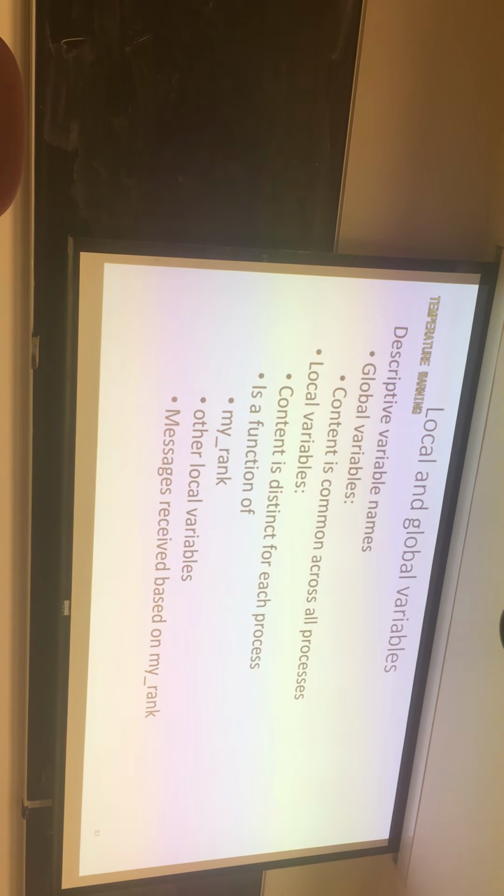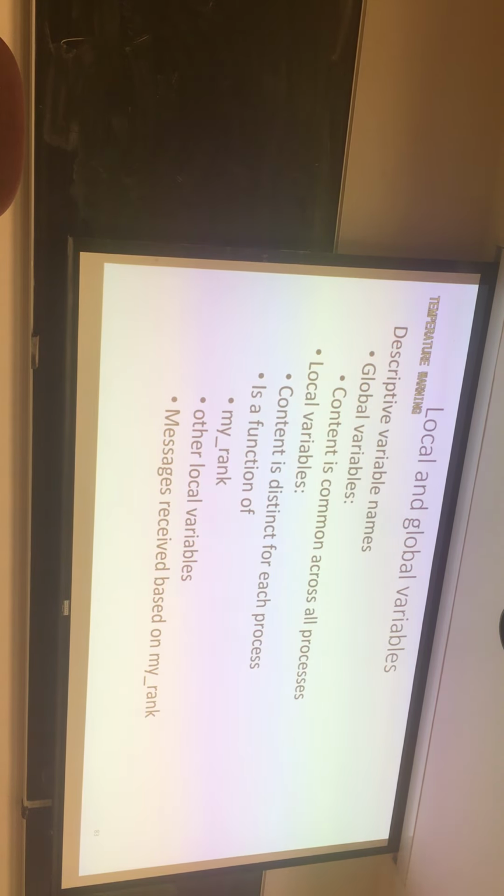So in the parallel programs, we also talk about local variables and global variables. This is different from local variables and global variables when you're talking about Java programming, where you're just talking about local to a function or local to a class. Here we are talking about local to a process. So a global variable means this content is common across all the processes.